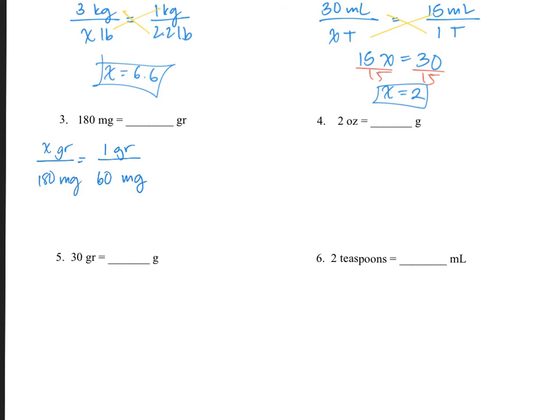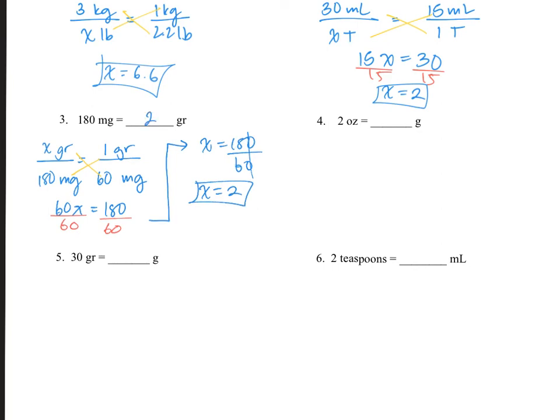We'll go ahead and cross-multiply. And we have 60x equals 180. Solving for x, we'll divide both sides by 60. Okay, canceling that, we have 18 divided by 6, which is going to be 3. So 180 milligrams is 3 grains.